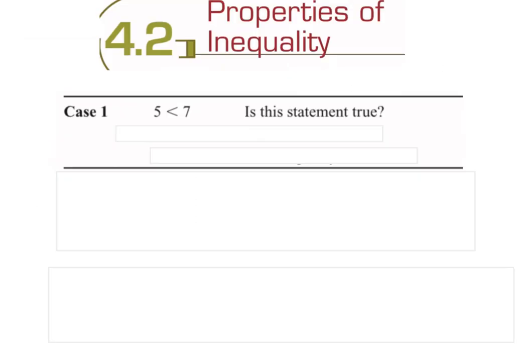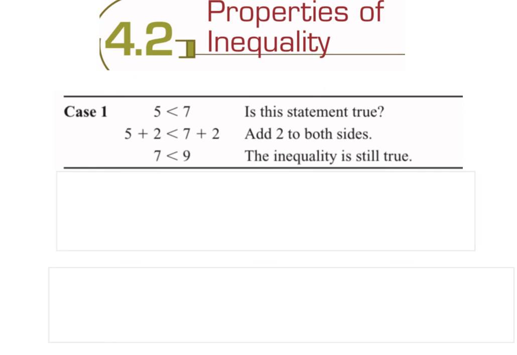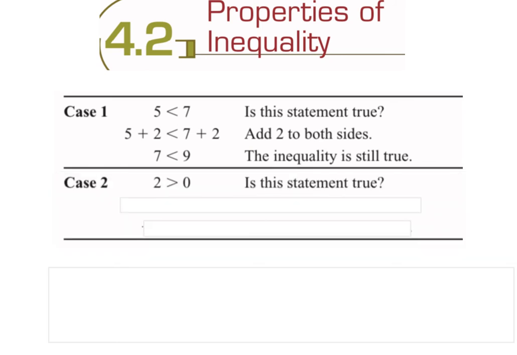The first statement they have is 5 is less than 7. Is that a true statement? Yes, it is. The next statement they have is 5 plus 2 is less than 7 plus 2. Is that a true statement? Yes. I added 2 to both sides, so 7 is less than 9. You'll notice that as long as I added 2 to both sides, I did not change my inequality. I still had a true statement. All right? And so look at the next one.